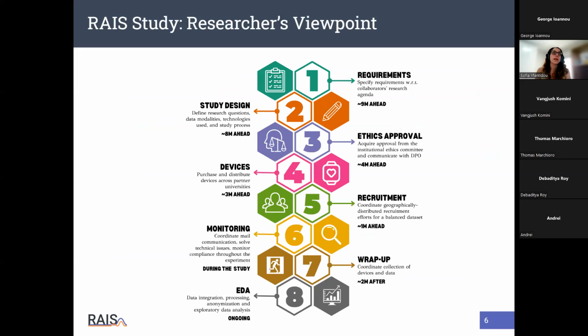So what was the process from a researcher's viewpoint? Initially, for approximately 1 year to 9 months ahead, we defined the requirements for the experiment, specifically what was the collaborators' research agenda and what we would like to collect.